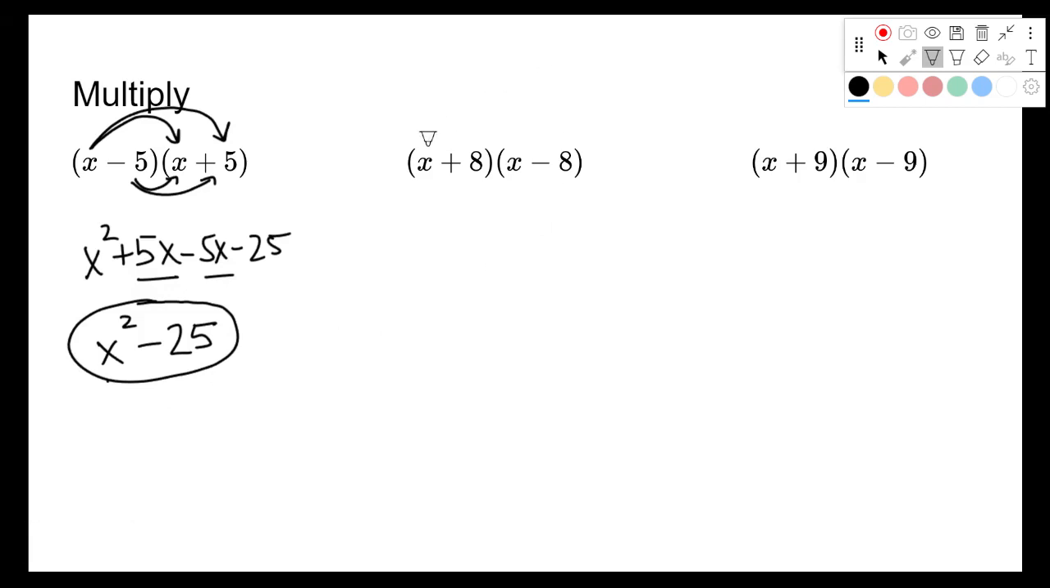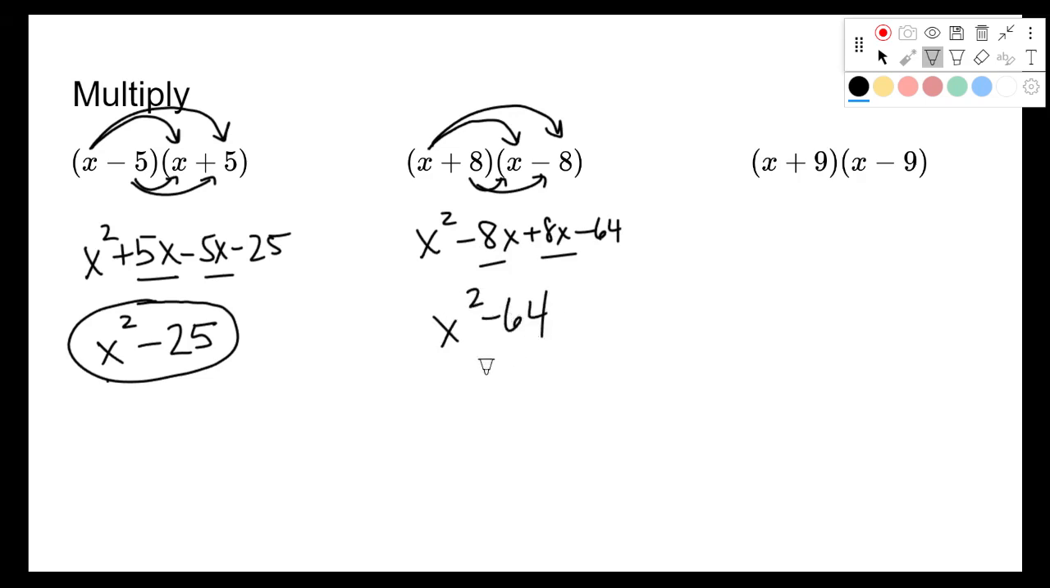If I have x plus 8 times x minus 8, x times x, that's x squared. X times negative 8, negative 8x. 8 times x, positive 8x. 8 times negative 8, negative 64. Combine the like terms. Negative 8x plus 8x is 0 again. You get x squared minus 64. Oh, look at that. There are two terms. There's subtraction in the middle. And each one of these, you could take the square root of. The square root of x squared comes out to be x, and the square root of 64 comes out to be 8. Would you look at that?